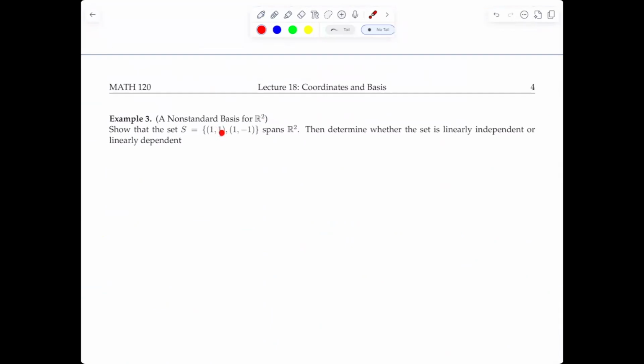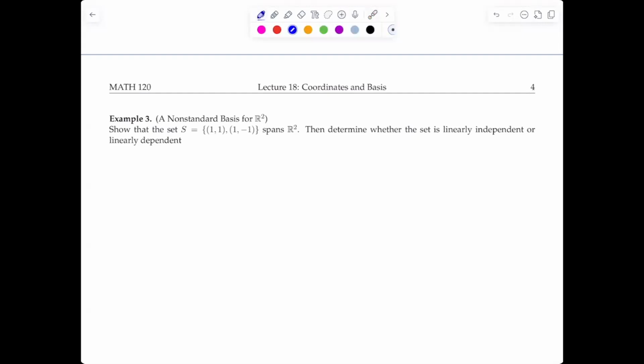Now you have this set. This set is the set of 2 vectors, 1, 1, and 1, negative 1. Okay. To see if this set forms a basis for R2, what do you need to do? You need to verify 2 conditions. You need to check if S spans R2 or not. And the second condition is, can you determine if S is linearly independent or not? If that is the case, then you can conclude that S forms a basis, right? In this case, of course, it's a non-standard basis for R2.